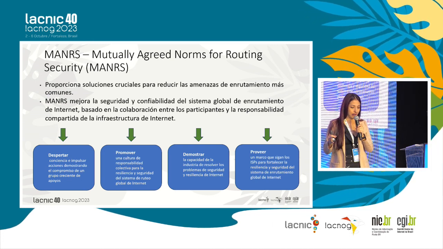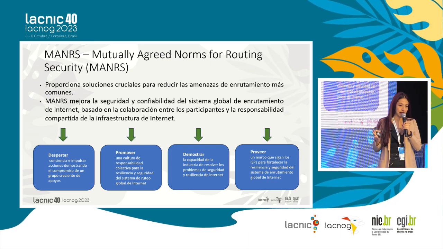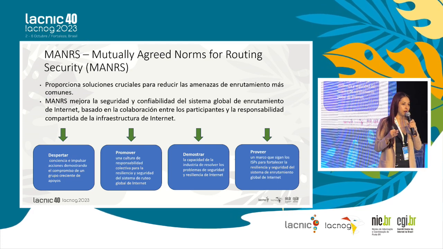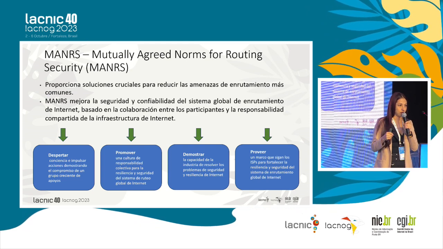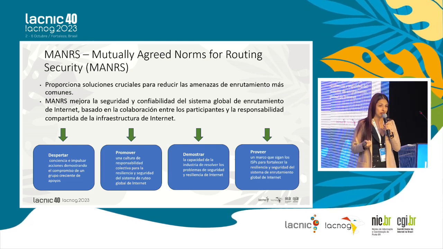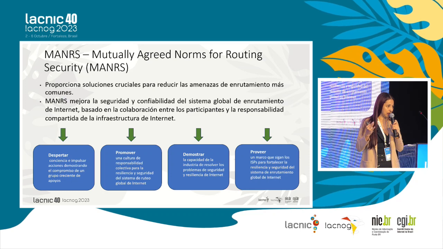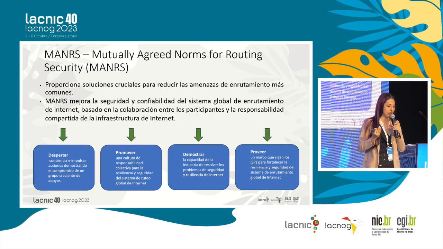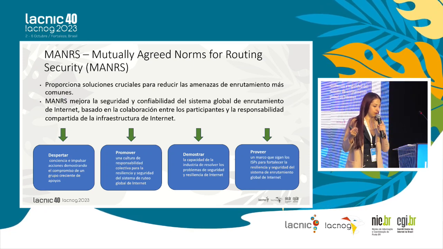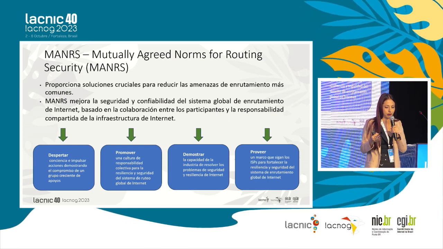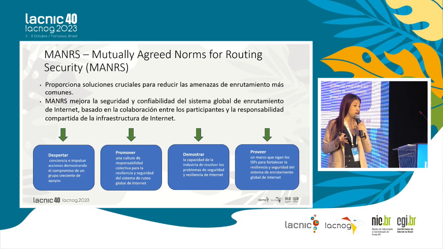It's thanks to the common use of these norms that we'll manage to improve the security and reliability of the global routing system of the internet. So remember that all these networks are interconnected. Whatever we decide in setting up our network has an impact on the networks with whom we interconnect, and the other way around. What we announce and what we receive may all get altered. So these mutually agreed norms are based on collaboration among the participants and the people responsible for the various networks.